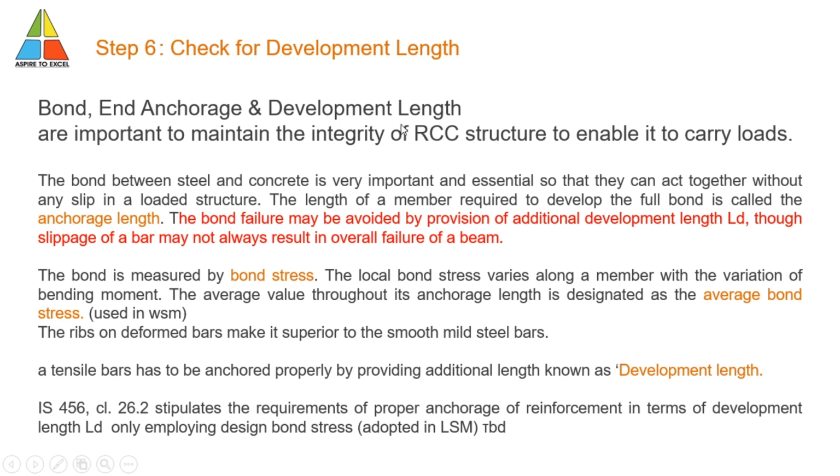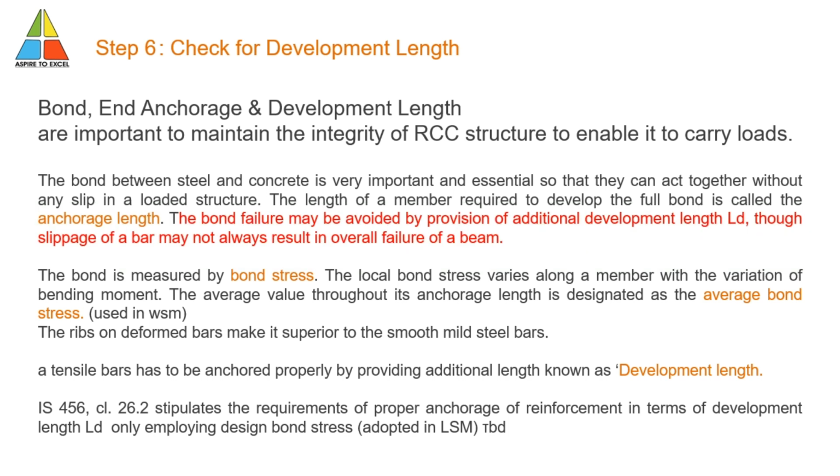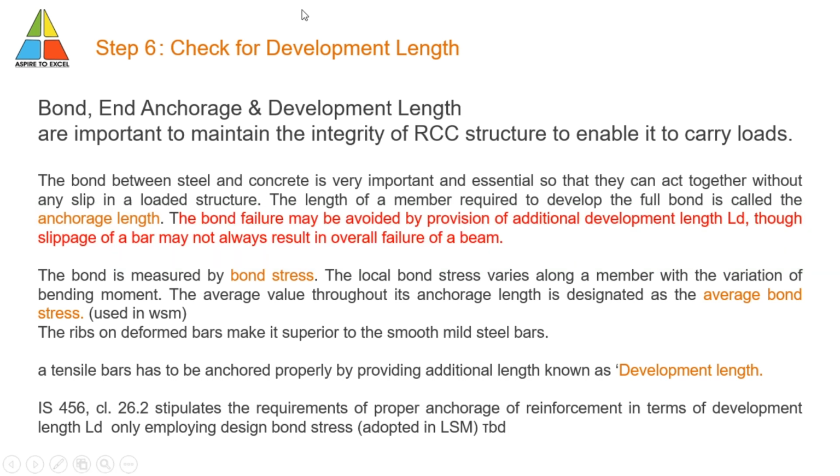Bond and anchorage, that is development length, are very important to maintain the integrity of the RCC structure. Then only it is able to take the load. So the bond between steel and concrete is very essential. Unless they act together, with no slippage between the steel and concrete, the effectiveness with which it can bear the load will not be there. So some extra length to provide the full bond between the steel and concrete, we provide as the anchorage length, and bond failure may be avoided by provision of additional development length. So that is very important.